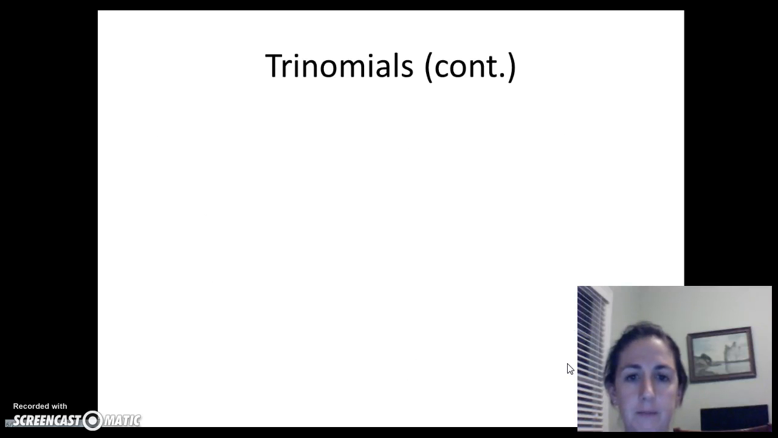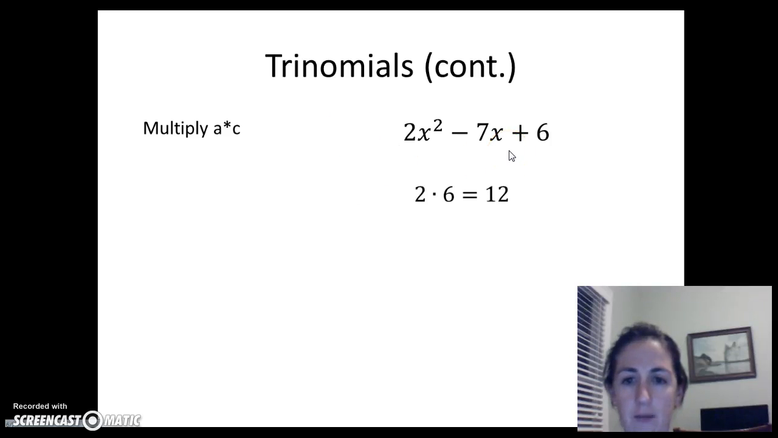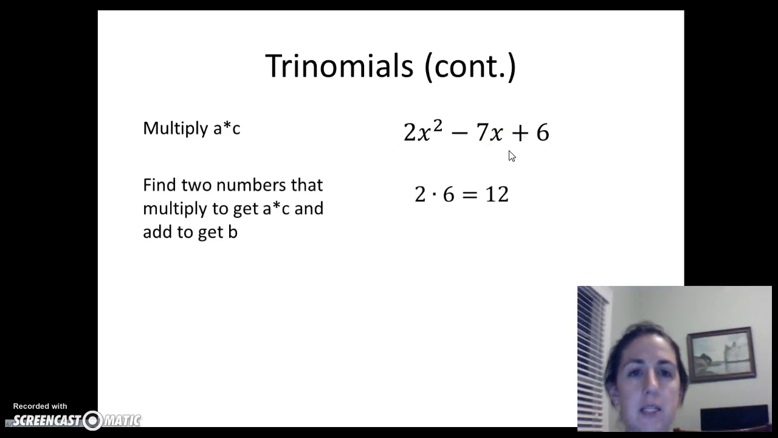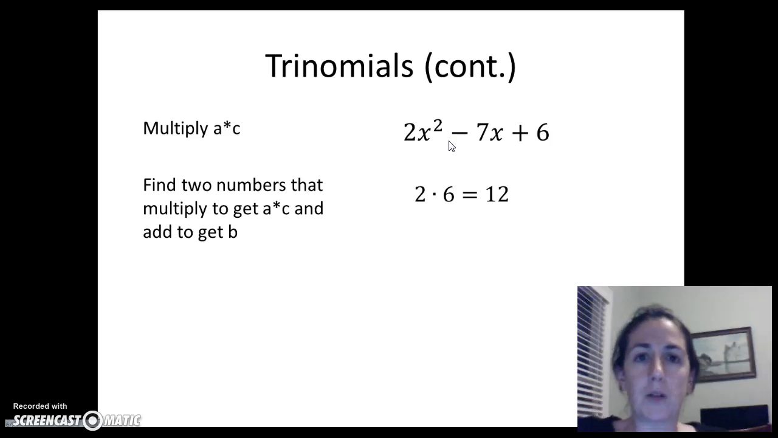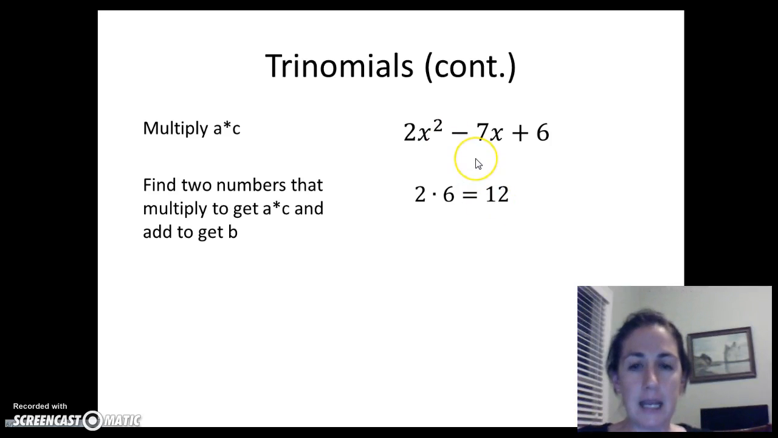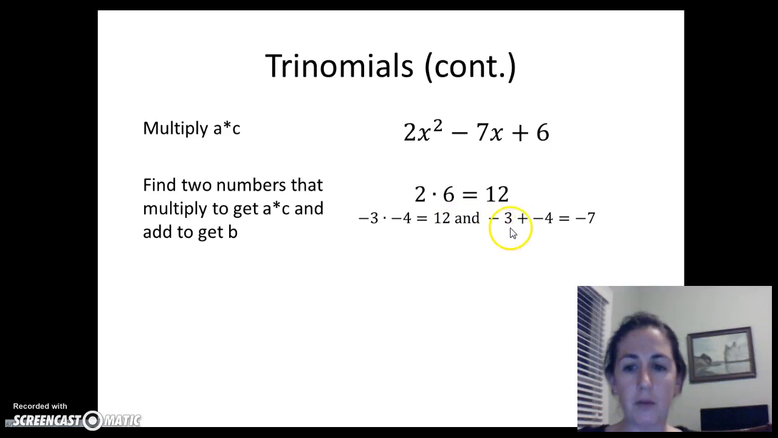Let's do another one. 2x squared minus 7x plus 6. Multiply a times c. So 2 times 6 is going to give us 12. Now we need to find two numbers that multiply to get 12 and add to get this negative 7. Look closely. They're going to multiply to get a positive and add to get a negative. So that tells us they're both negative. Negative 3 times negative 4 gives us a positive 12. Negative 3 plus negative 4 gives us that negative 7.